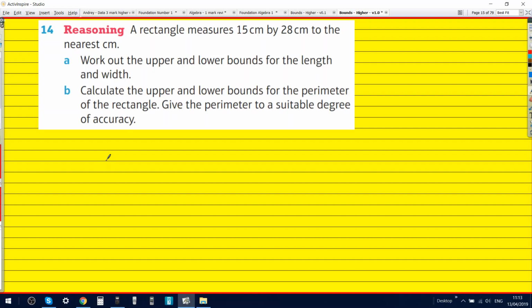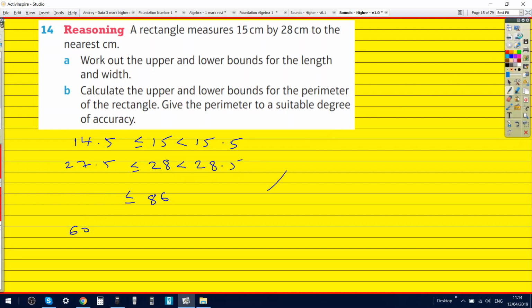So 14.5 or 15.5. And 27.5 and 28.5. And you have to get the perimeter. So 14.5 times 2, add 15.5 times 2 is 60. So that one is 60.